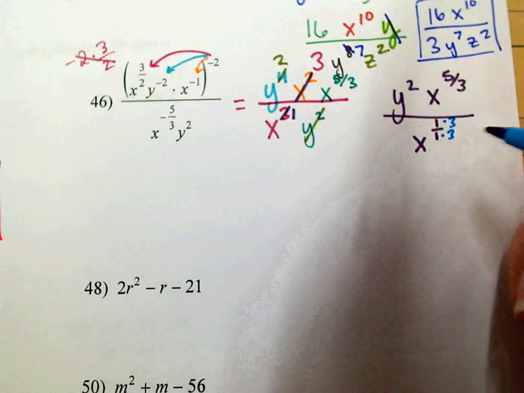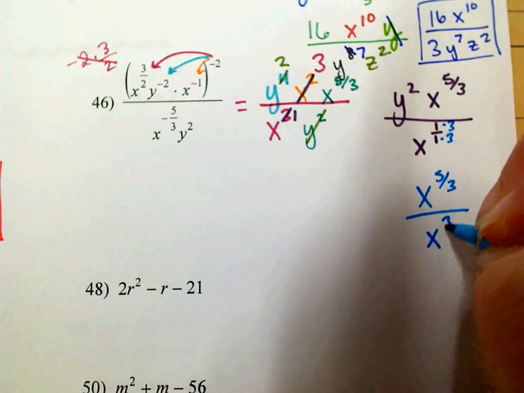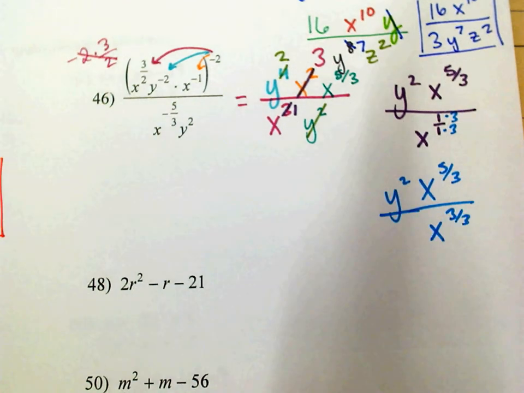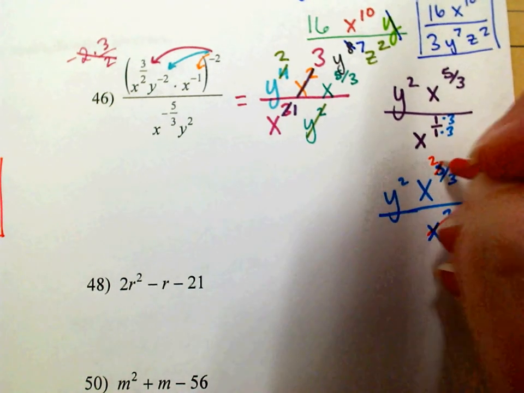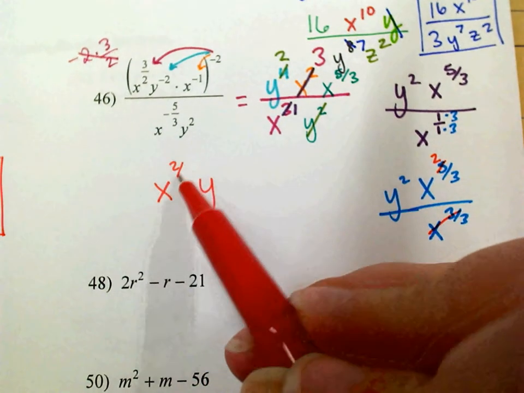So if I have x to the 5/3 divided by x to the 3/3, how many cancel out? 3, leaving me with how many? 2. So 3/3 cancel out with 3, leaving me with 2/3. So my final answer is x to the 2/3, I'll put it in order, y to the second.